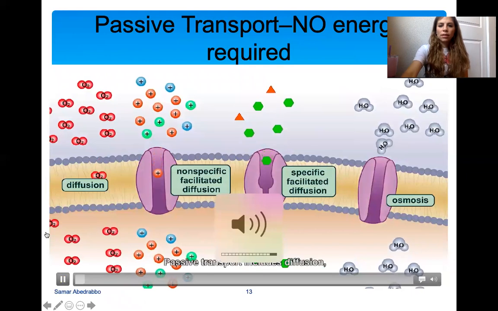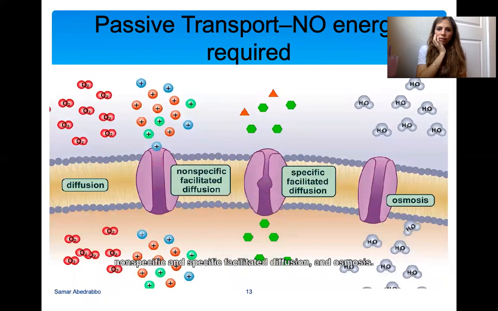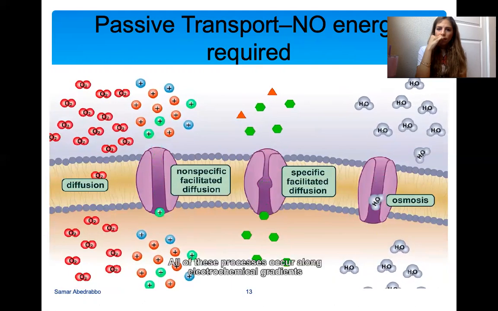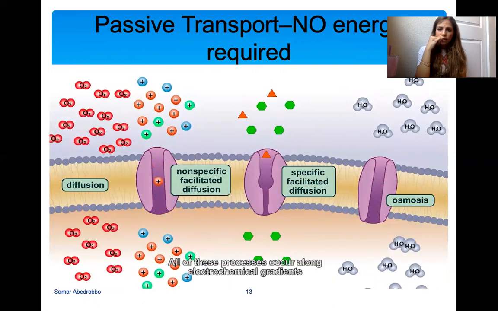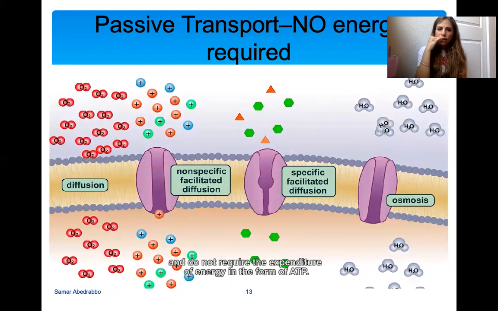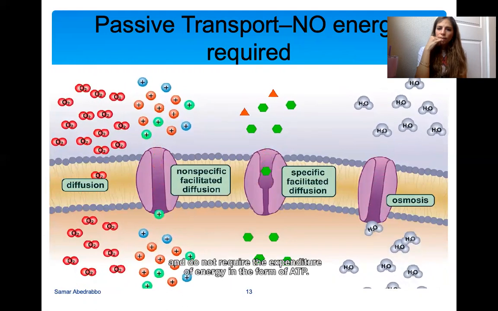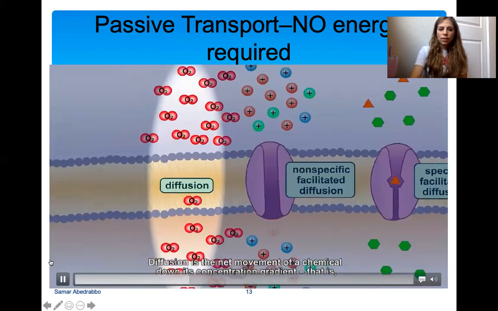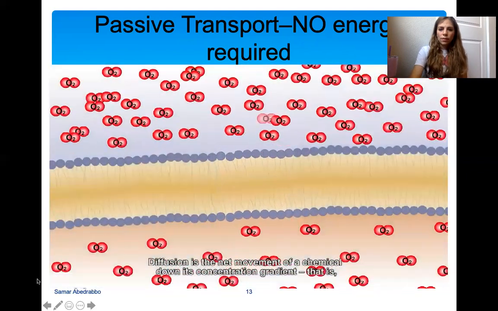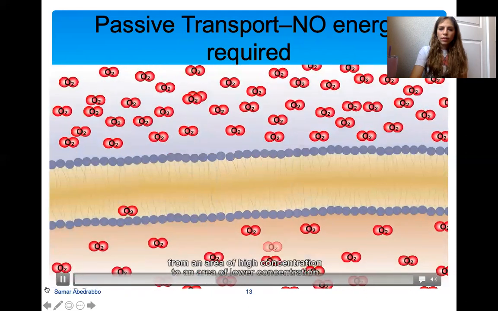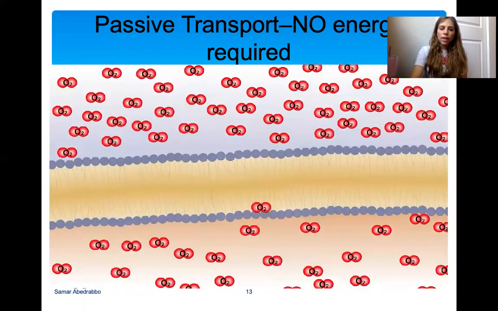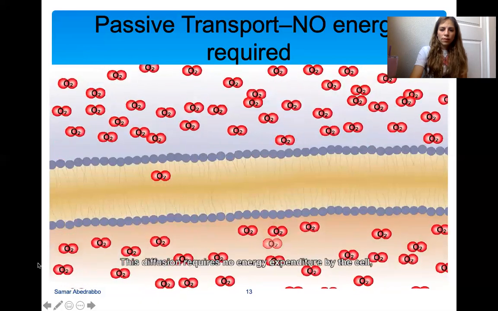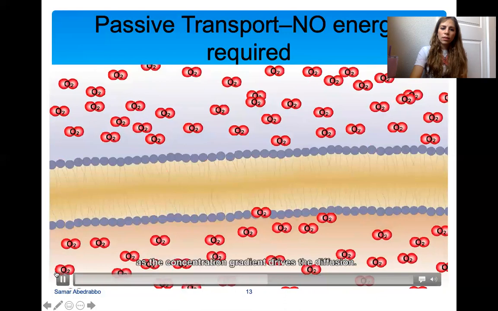Passive transport includes diffusion, non-specific and specific facilitated diffusion, and osmosis. All of these processes occur along electrochemical gradients and do not require the expenditure of energy in the form of ATP. Diffusion is the net movement of a chemical down its concentration gradient, that is, from an area of high concentration to an area of lower concentration. This diffusion requires no energy expenditure by the cell, as the concentration gradient drives the diffusion.